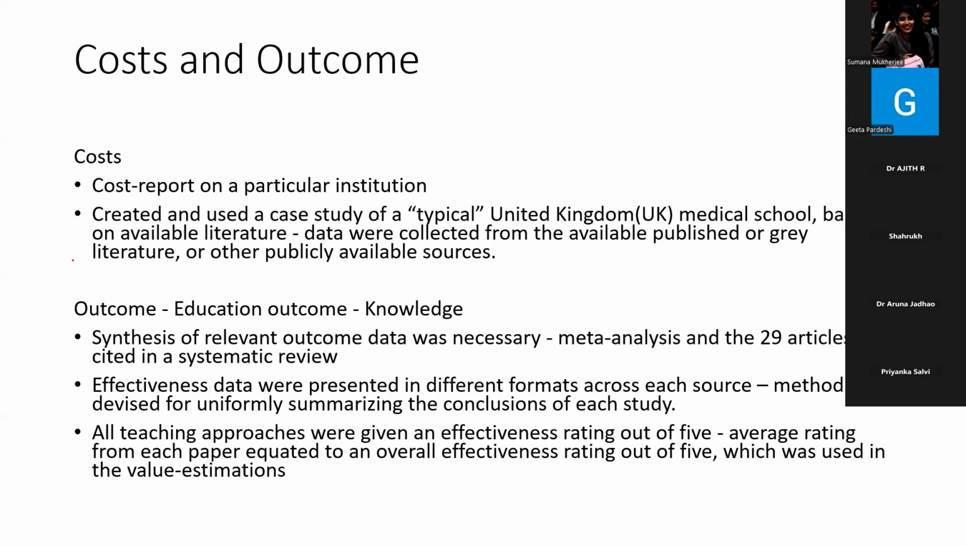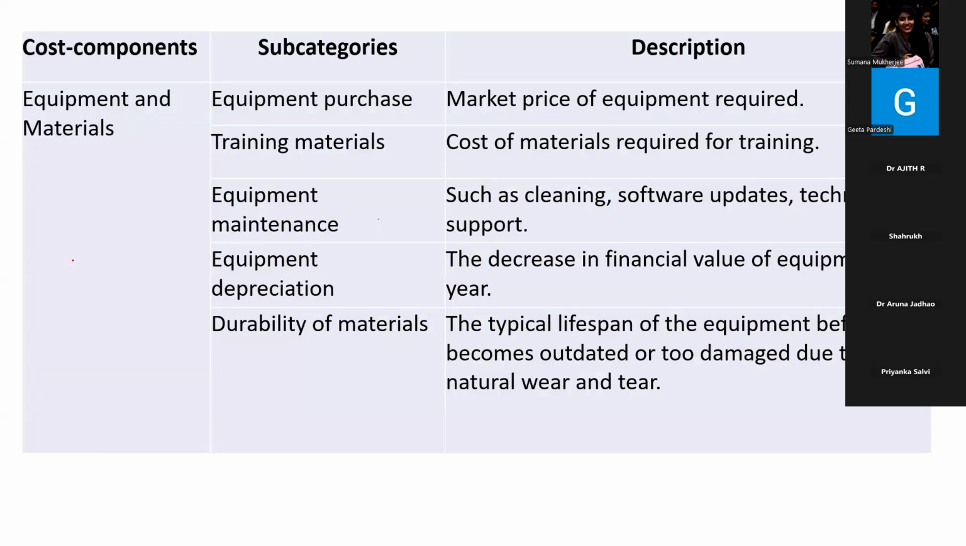And for the outcome, what they did is they synthesized the information which was available from meta-analysis and from a systematic review. So they have not done any study. They have just taken the secondary data and they have used this data to make a comment about the outcome. So again, what all costs were considered in this study?